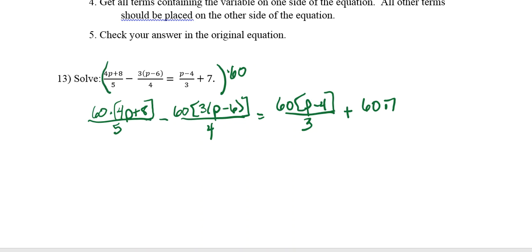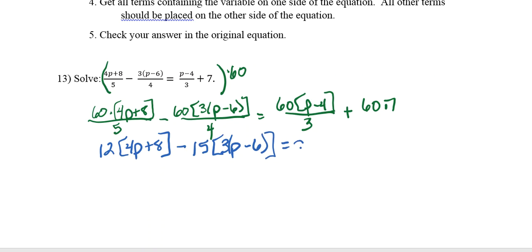Okay, so what I'm going to do now is get rid of these fractions. So I'm going to go 60 divided by 5. 60 divided by 5 is 12. So this is 12 times (4p plus 8). So I've gotten rid of the fraction, I just have the distributive property now. Minus 60 divided by 4 is 15 times (3p minus 6). 60 divided by 3 is 20 times (p minus 4), and 60 times 7 is 420.